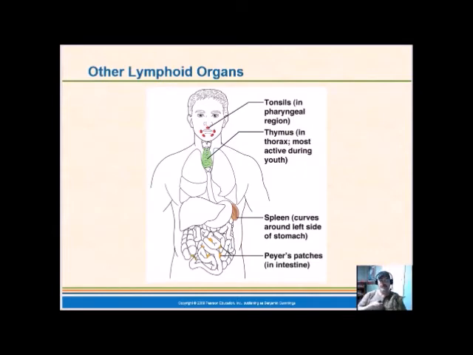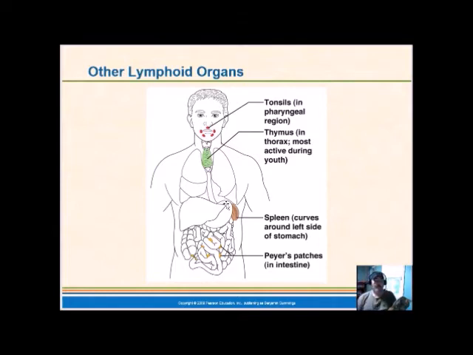There are some other lymphatic or lymphoid organs beyond just the lymph nodes and the lymph vessels. These include the tonsils, the thymus, the spleen, and something called Peyer's patches. So the tonsils act as a protective mechanism around the mouth. As we breathe in, these can trap bacteria. As we eat things, they can also trap bacteria, viruses, etc. The thymus is actually an organ that helps mature some of our immune system cells.